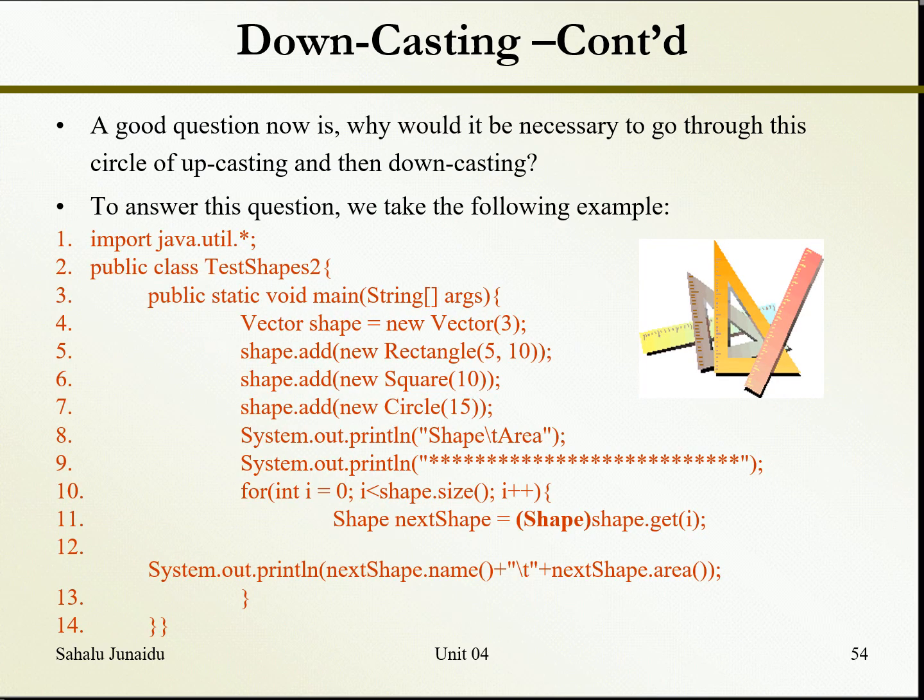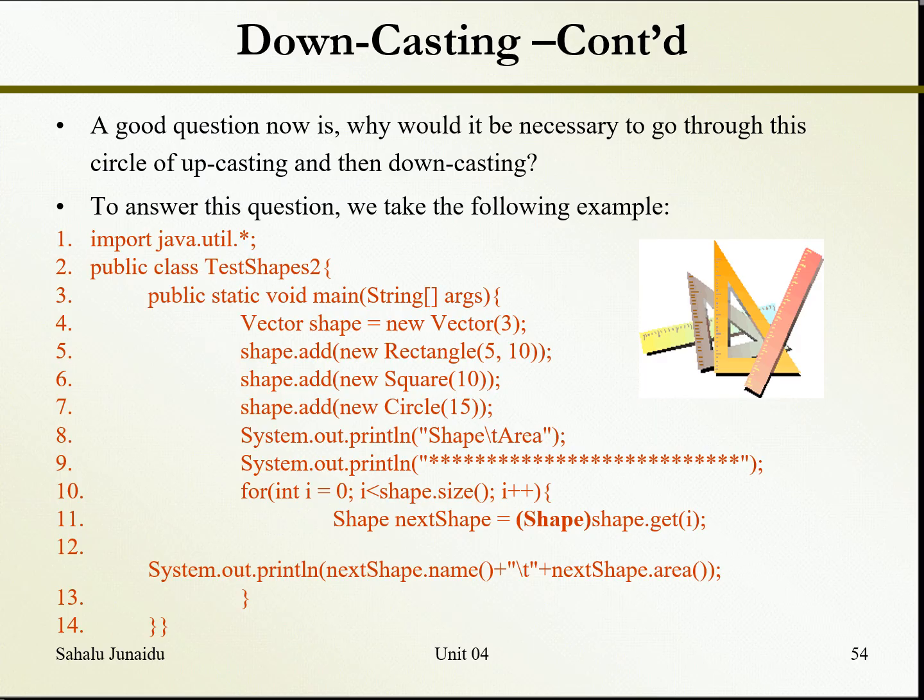Now, a good question is, why will it be necessary to go through this cycle of upcasting and downcasting? Why? I think I've explained this. Why do we need to go through all this iteration, upcasting and downcasting?